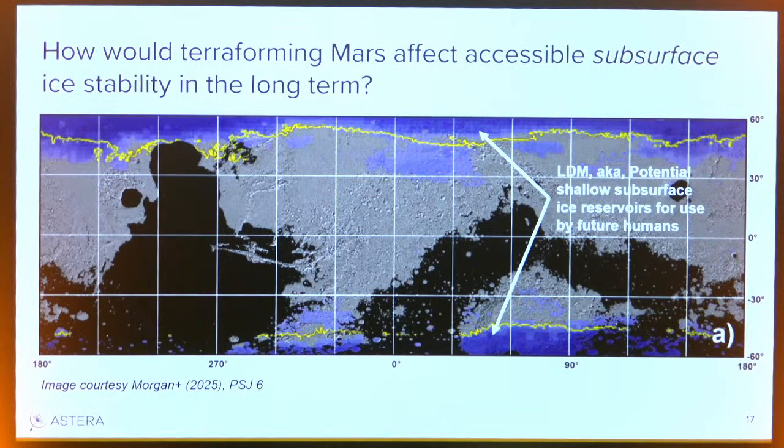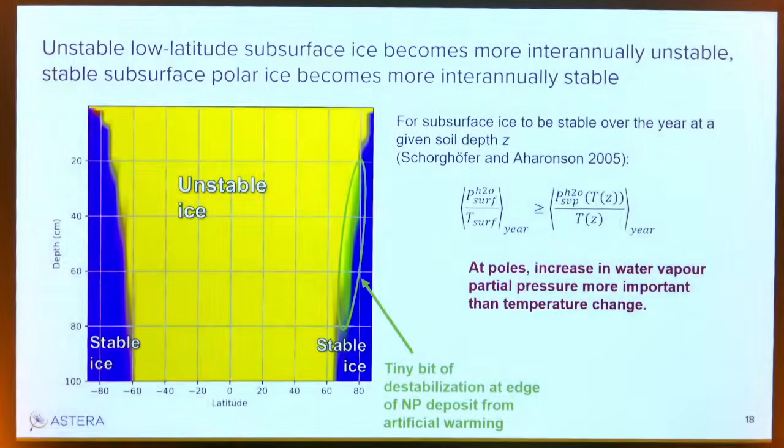Essentially, we've heard a lot of talks about the latitude-dependent mantle yesterday, and we want to partly keep this because we want to be able to use it for human exploration. We want to be able to make use of these water ice reservoirs and also to establish habitats.